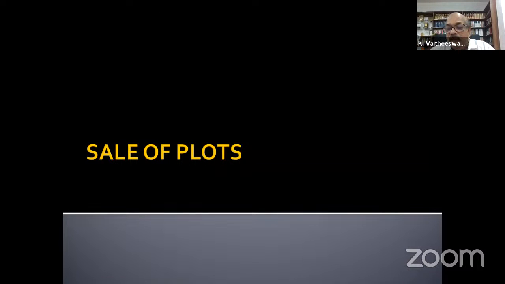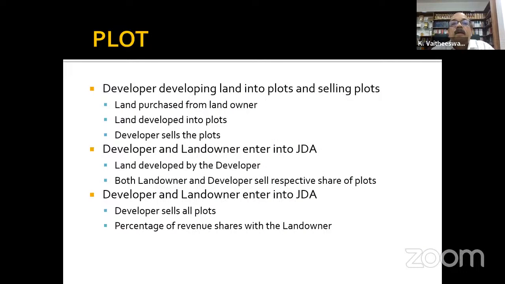The next segment in real estate is the plots. First model: the developer develops the land into plots and sells the plots. This is the typical scenario. For this, what does he do? He buys land from the owner. The land is then developed into plots. What do you mean by development of plots?